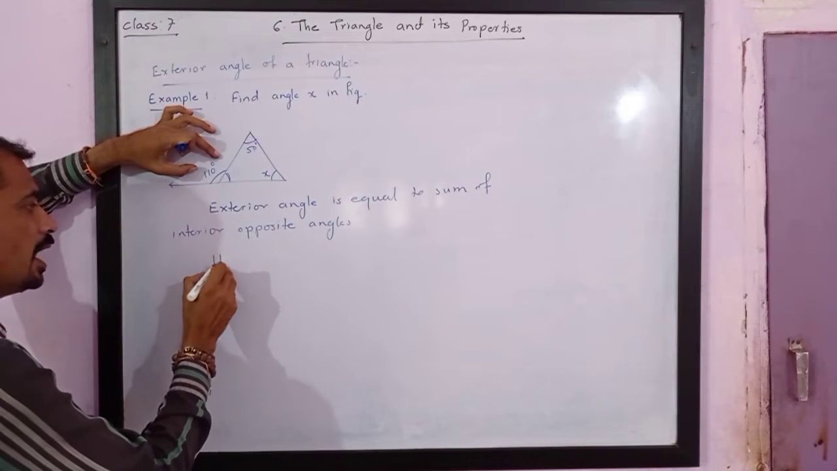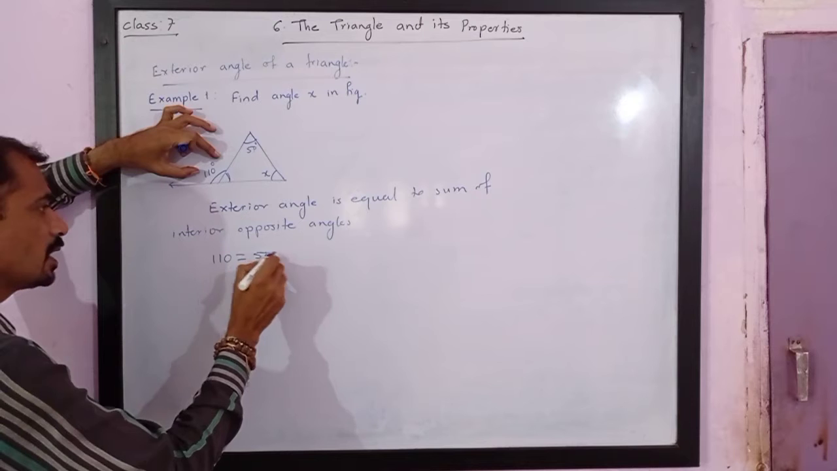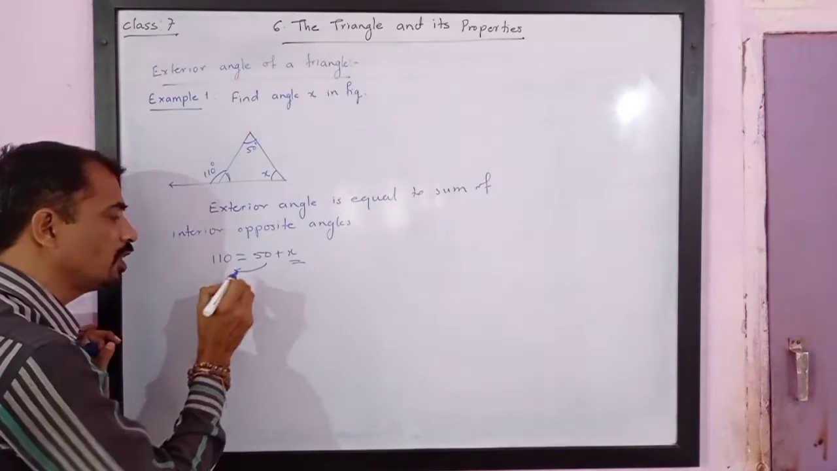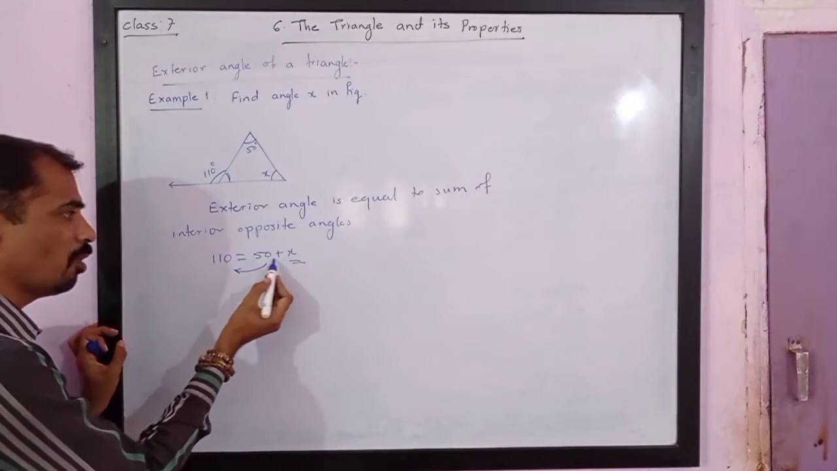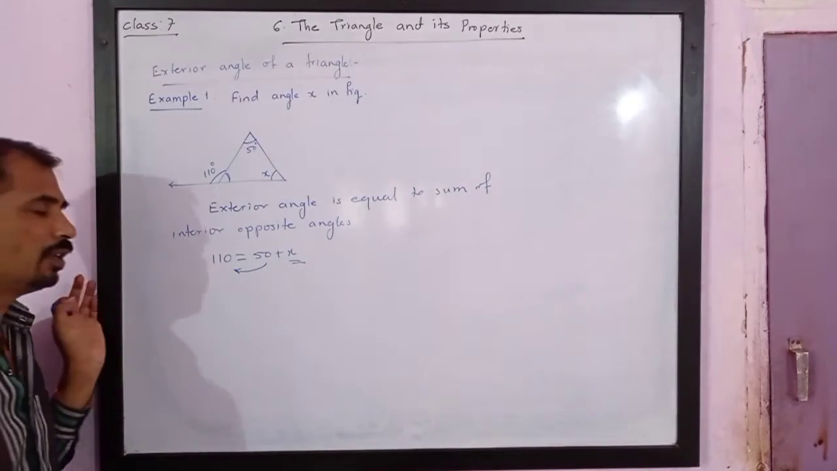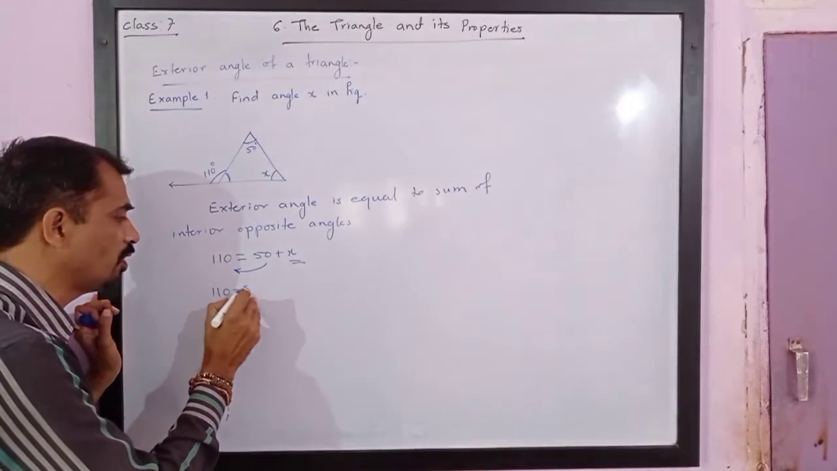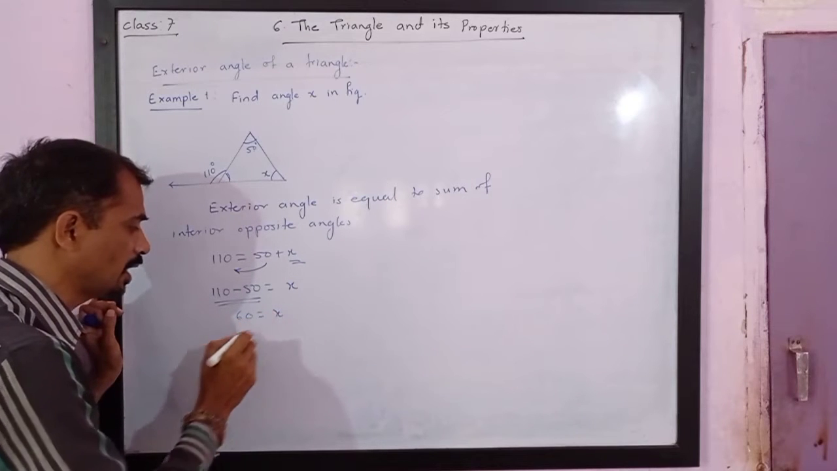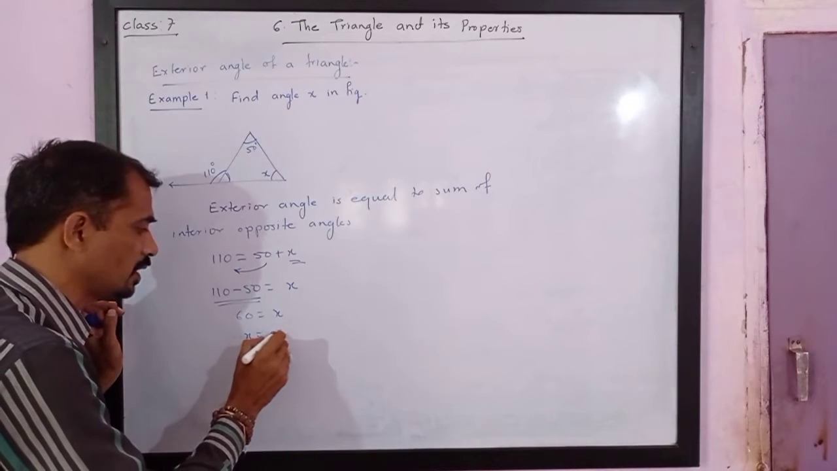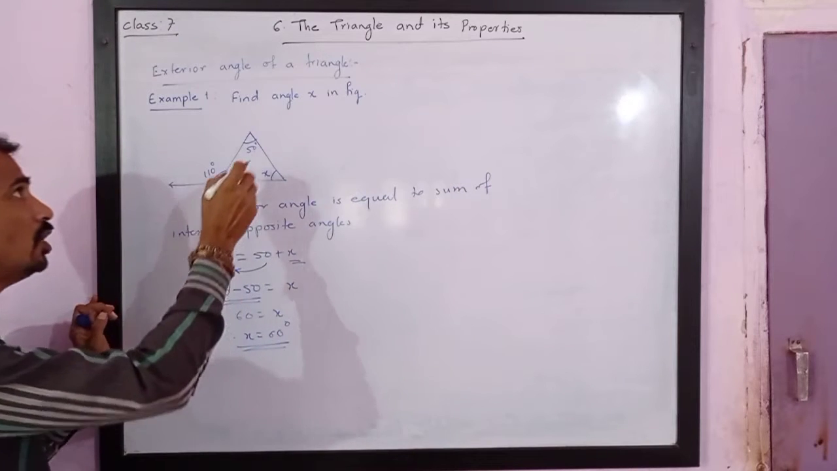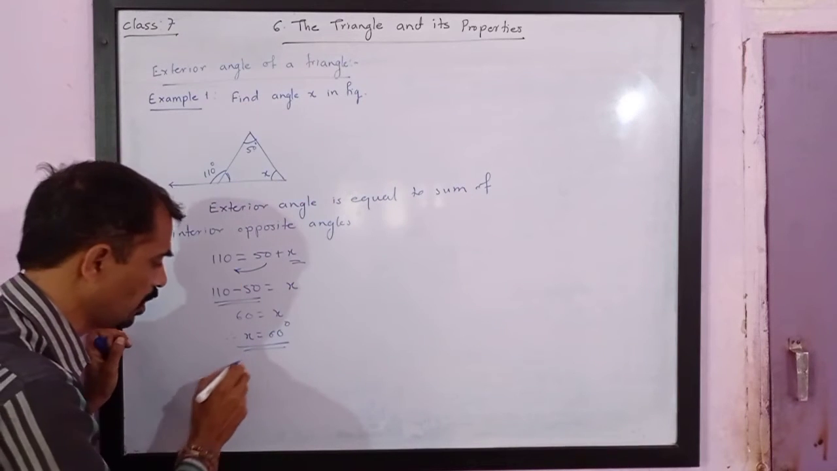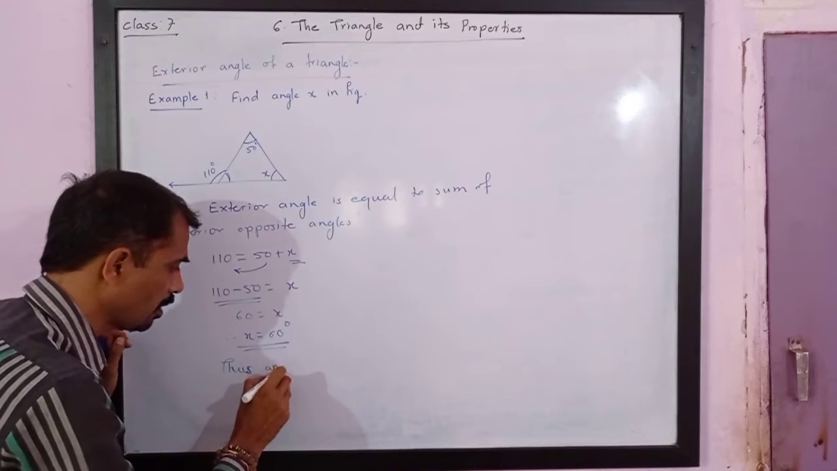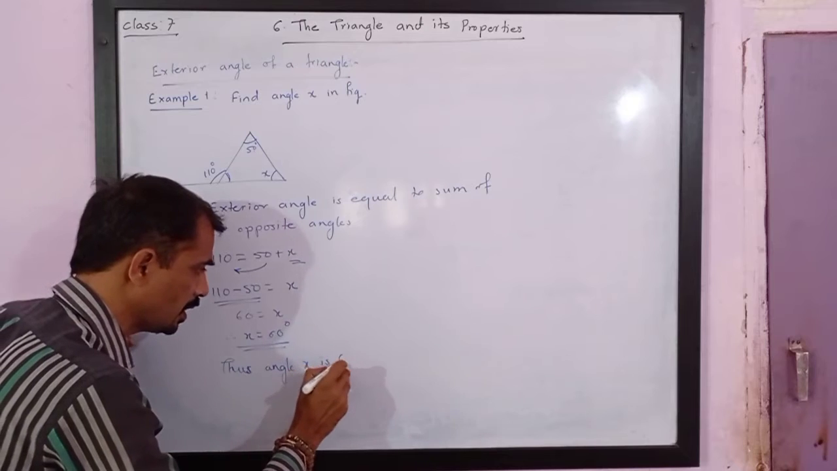So we will get 110 is equal to 50 plus x. Now, in order to find x, we must transpose 50 to the LHS. If it is positive, when transposed it will become negative. So, we will get 110 minus 50 is equal to x. So this is equal to 60. 60 is equal to x. It means x is equal to 60 degrees. Thus, angle x is 60 degrees.